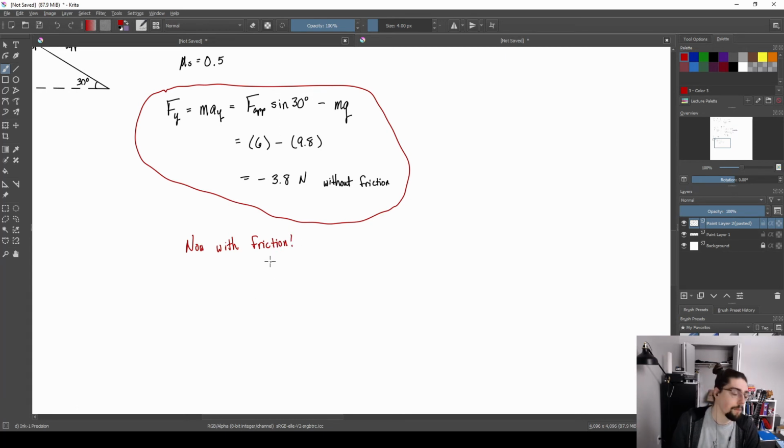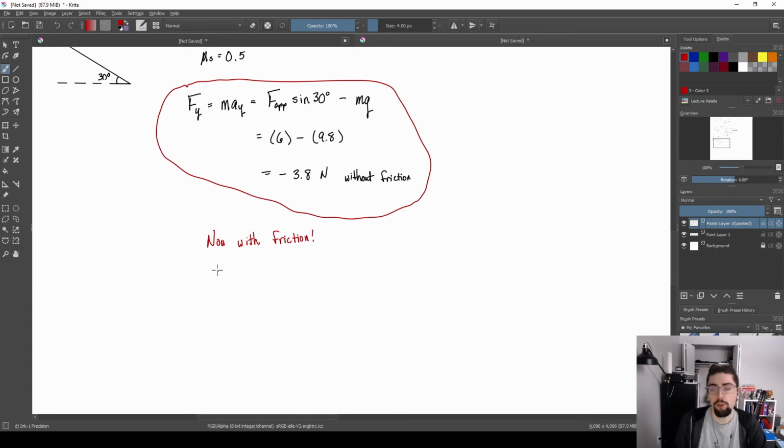Now with friction, let's think about what changes. I'm trying to figure out, is there going to be an acceleration in the y direction? Because it could have been last time that we could have seen that the applied force and the gravitational force exactly canceled each other out. And if they had exactly canceled each other out, then we wouldn't have any static friction at all, right? Remember that static friction is a kind of reactive force. It's only there in as much quantity as it needs to be to try and stop motion.